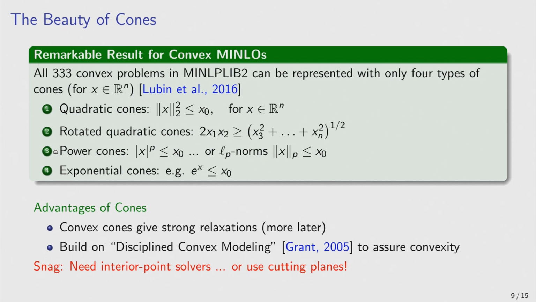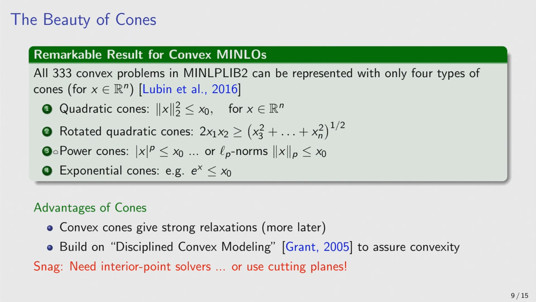And so there are quadratic cones, and there are these rotated quadratic cones. That's the one that I showed you a moment ago, where we had y times z greater or equal to x squared. That was our version of this cone, but it generalizes to higher dimensions. And there are power cones and exponential cones. And these cones all share the same property: those are all convex sets. So that means if I can solve optimization problems over cones, then I'm in really good shape.